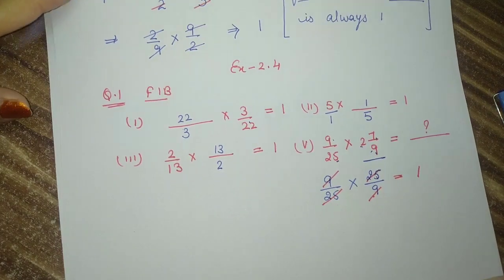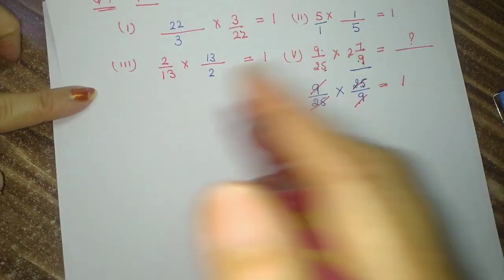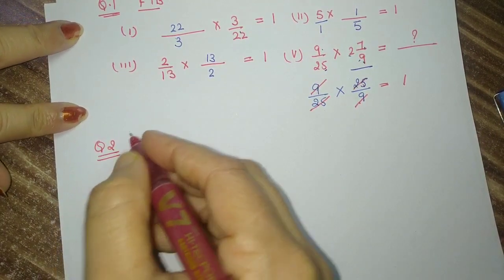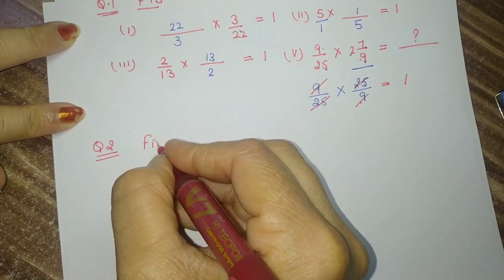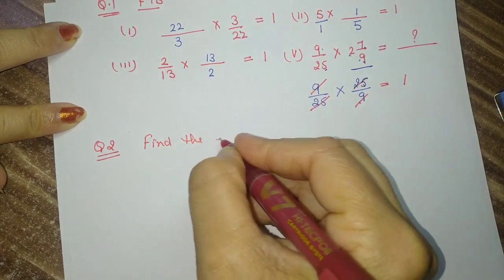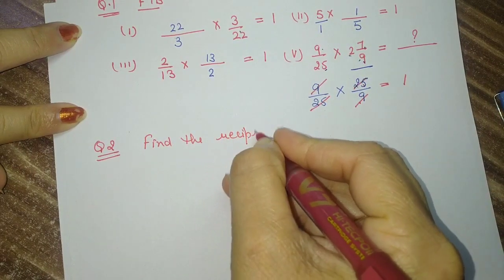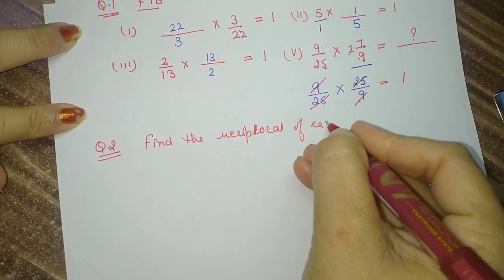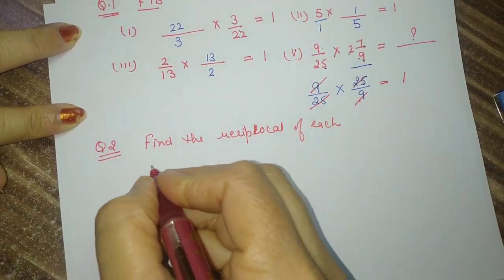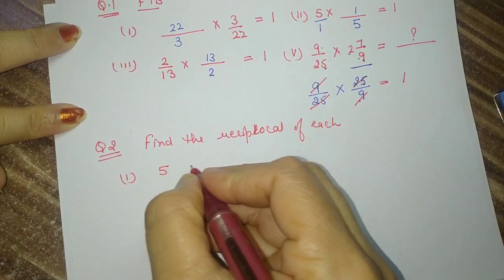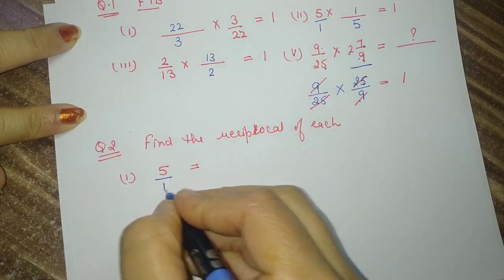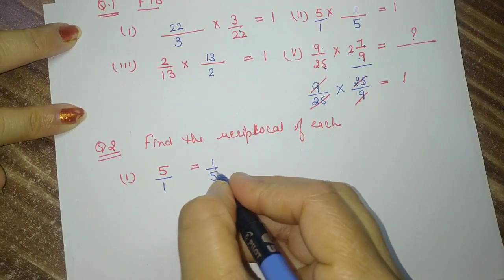Now move toward question number 2. In question number 2, they have asked, find the reciprocal of each. So very easy. The first they have given is 5. So what is the reciprocal of 5? The denominator is not given. Assume 1, that is 1 upon 5.